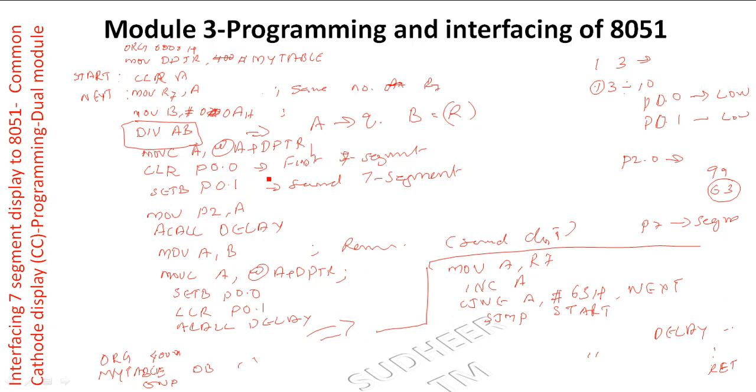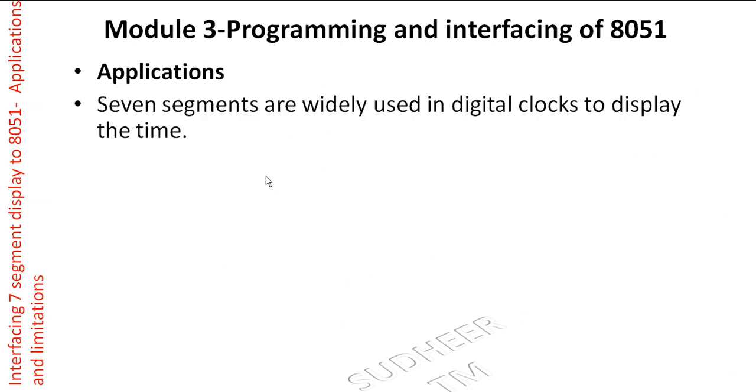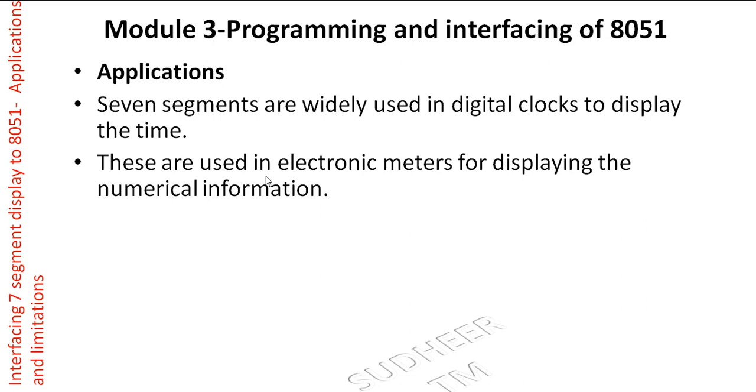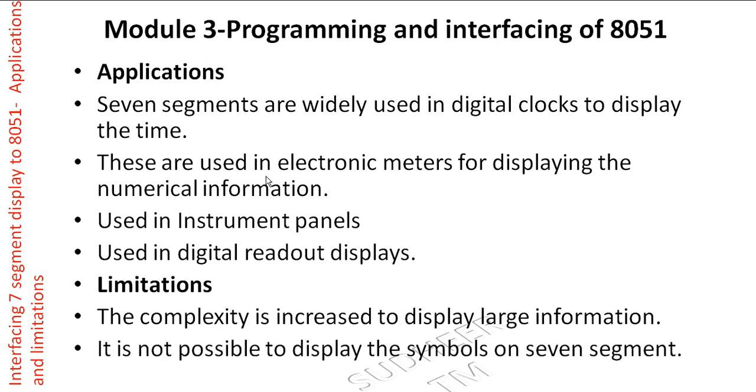Okay, before that, applications, so I will conclude here. The 7 segments are widely used in digital clocks. We have seen different digital clocks, used to show the numbers. Okay, different applications are there: used in electronic meters to show the numbers, used in instrument panels, used in digital readout displays. And limitations: the complexity increases to display large information. So one or two digits only we can display properly with our simple circuit. If you need to increase the number of segments, then the complexity and the programming complication will also increase. Then it is not possible to display some symbols. For example, if you want to show symbols like an arrow, it is not possible with the 7-segment display.